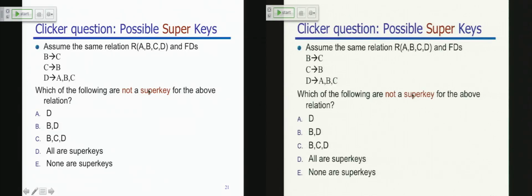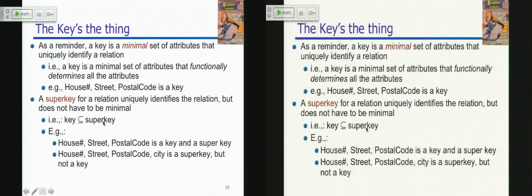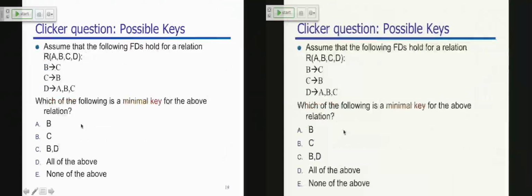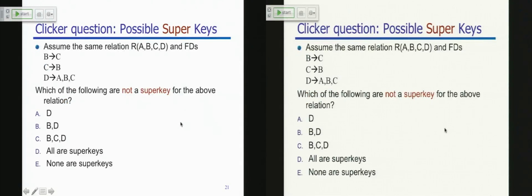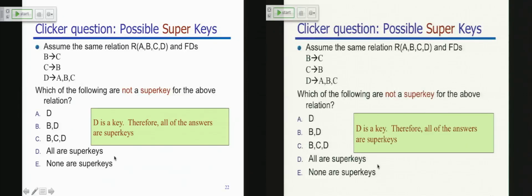So a super key is a superset, and it could actually be the key itself, a minimal key. Okay, so here I know that D is a key. It's a minimal key, right? So anything added to D is also going to be a super key. So D on its own is a key and a super key. BD is a super key, and BCD is also a super key. So since D is a key, all of the answers are super keys. Any questions?